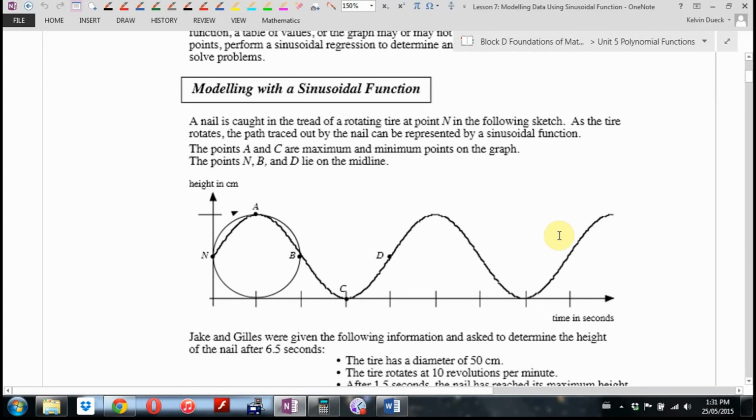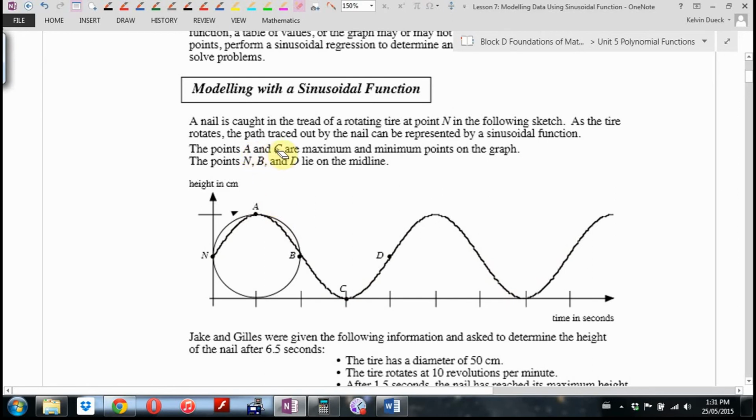A nail is caught in the tread of a rotating tire at point N in the following sketch. As the tire rotates, the nail traces out this path. Hey, what's that look like? This is a trig function. Let's fill in some of the data.